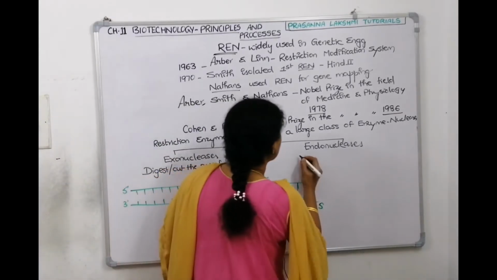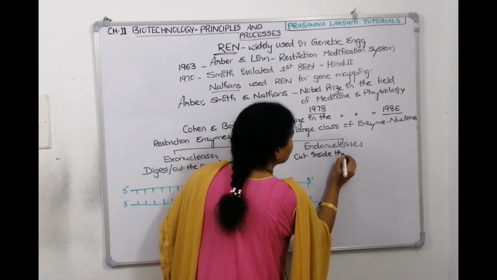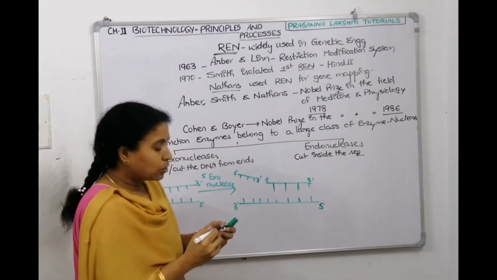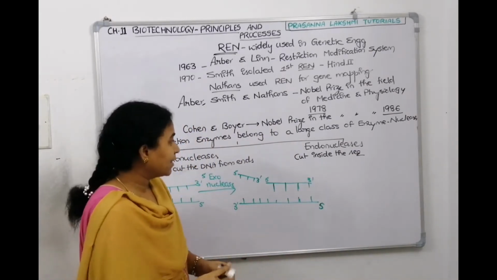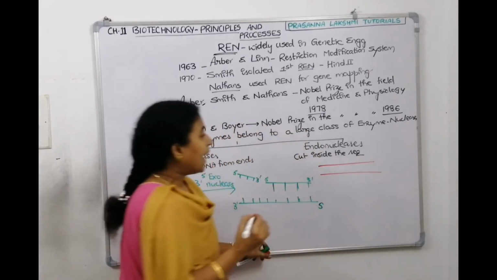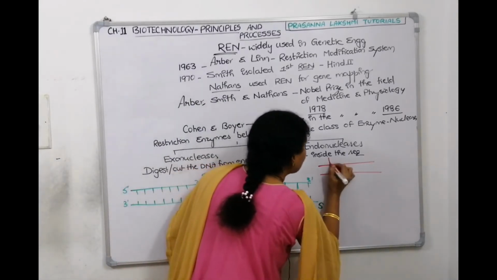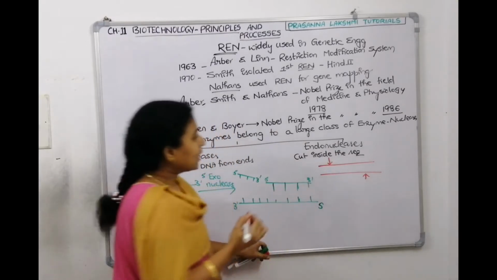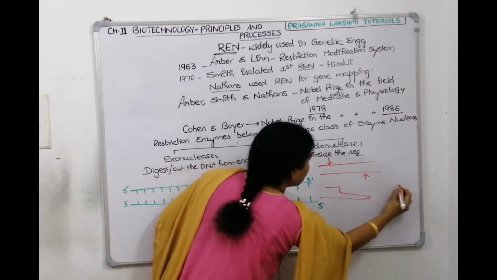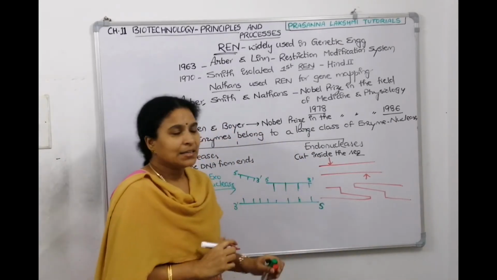So how do endonucleases cut? Endonucleases cut inside the sequence, right? So if we want to see how an endonuclease cuts, let us make a diagram and again see. If there is a sequence like this, and if it is a restriction endonuclease, we are making blunt an enzyme. So it cuts in this manner, right? Inside it is cutting. Then you will get a sequence in this manner. Blunt ends, sticky ends. These are sticky ends.